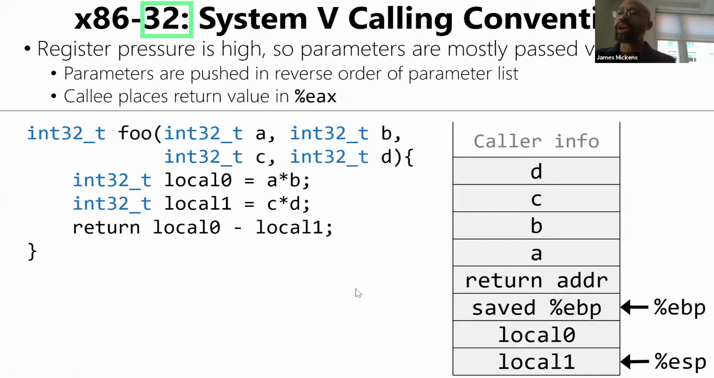The return address will be here. So that's where foo should return to after it's done. And then once again, we have the saved base pointer, and then we have the saved local variables down there.